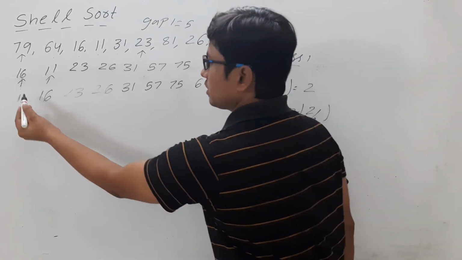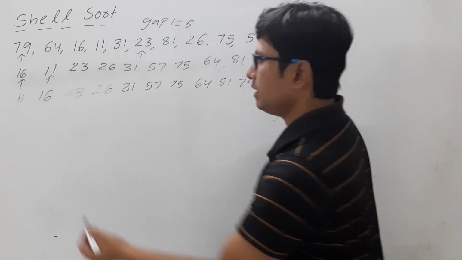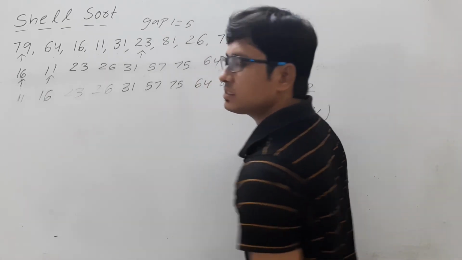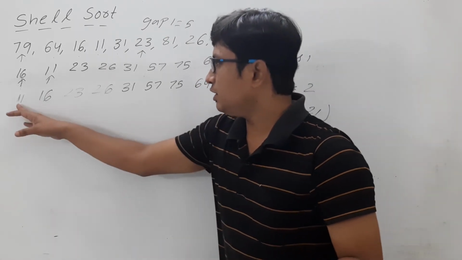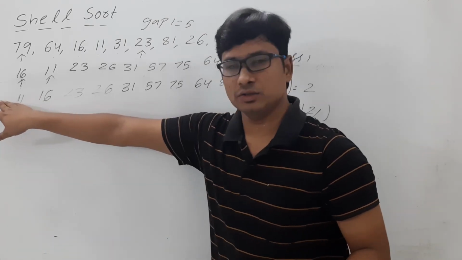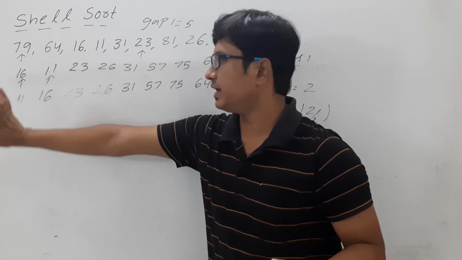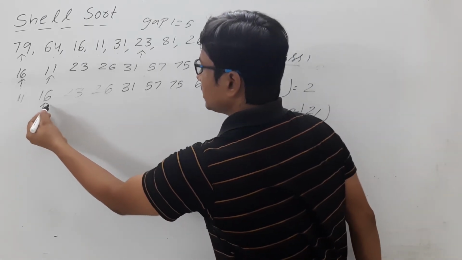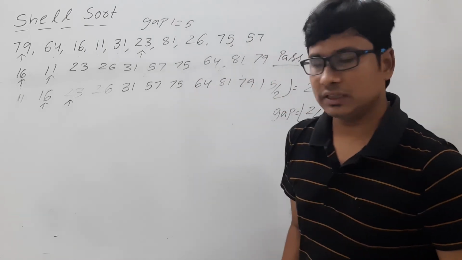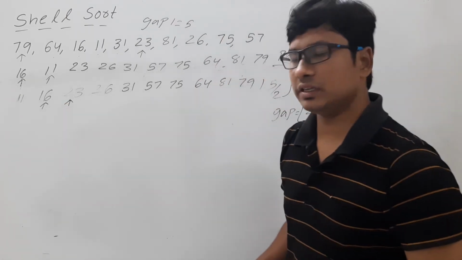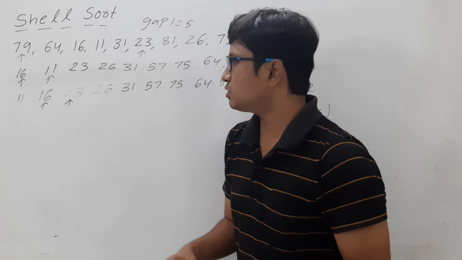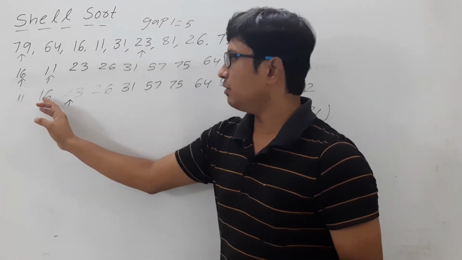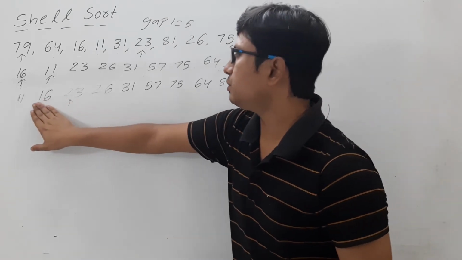Okay. So I compared 16 with 11 and 16 is greater than 11. So I have swapped. So 11 and 16. Now 11 needs to be compared in the backward direction also, but there is no element in the backward direction, so we did not compare. Now what I need to compare? 16 I need to compare with 23. Now 16 is less than 23, so I no need to perform any swapping. And similarly, if I compare in the backward direction, 11 is less than 16, so I no need to compare.